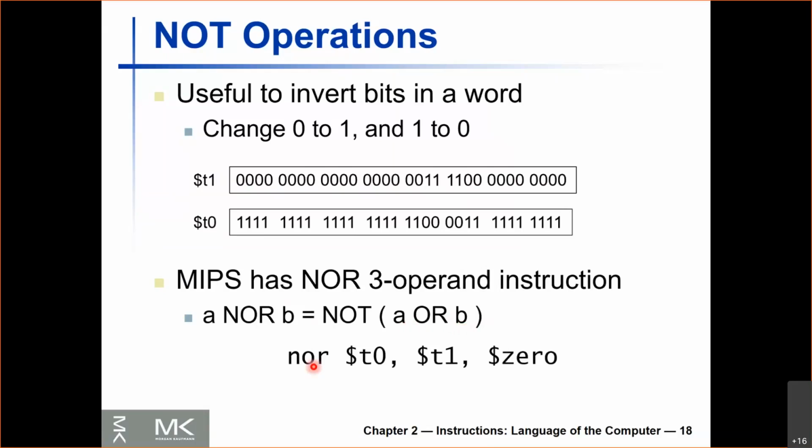So if I want to do a NOT operation, I want to do T0 equals not T1. The way I can do it is I can do NOR T0, T1, 0. What this means is that T0 equals T1 NOR 0. In other words, T0 equals not (T1 or 0). Well, T1 or 0 is just T1, so not (T1 or 0) is basically not T1. Okay? Any questions?